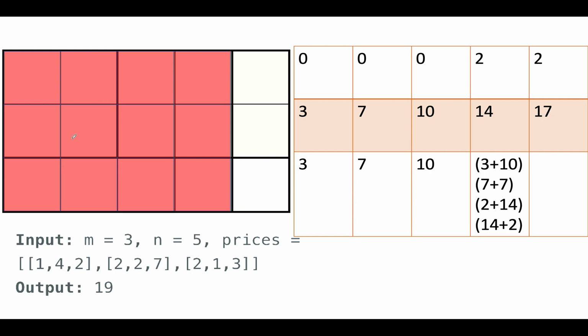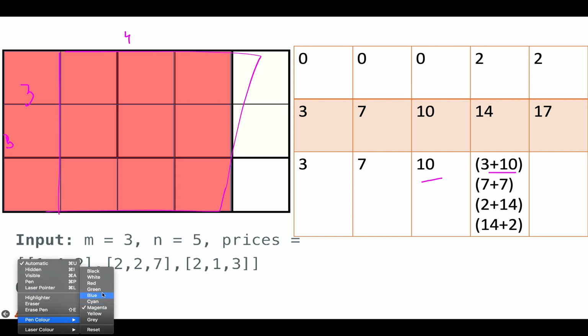Let's proceed ahead. The next dimension that we are interested in is 3 cross 4. Let's make the division over here, and if we divide it over here, this dimension is of size 3 into 1. The cost associated happens to be 3, and the other dimension that gets generated is 3 into 3. The cost associated is 10. So one possibility of answer is 3 plus 10, which is 13.